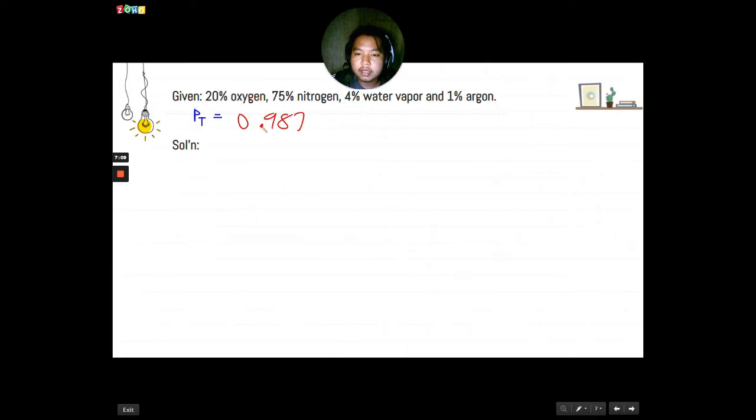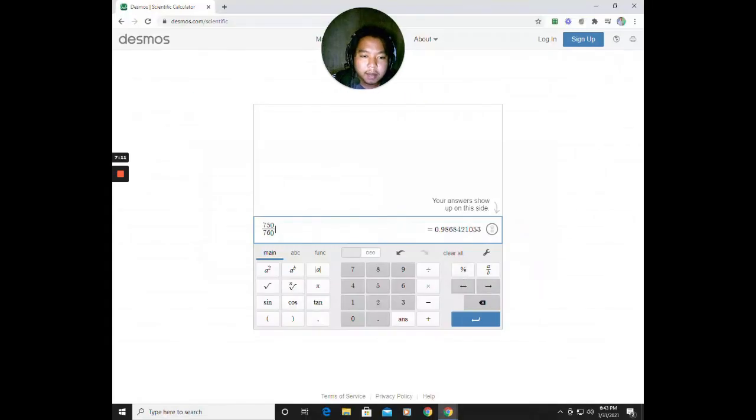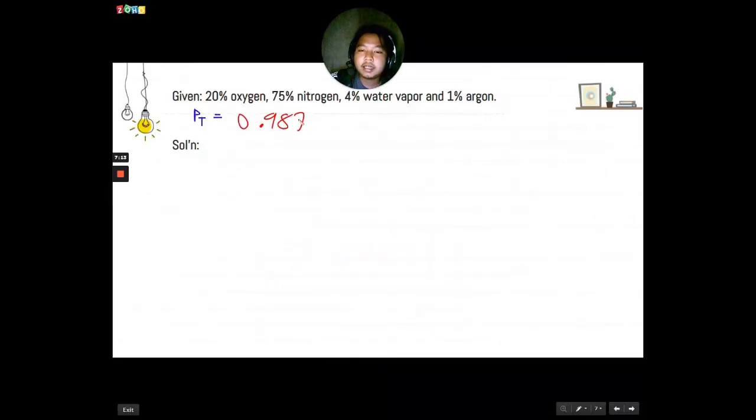0.987, I'll round it up. Alright, 987. So how should I solve this particular problem? Now, I only have the total pressure. Since we are given the percentage abundance, or simply the percentage, we can transform this given into decimal points.